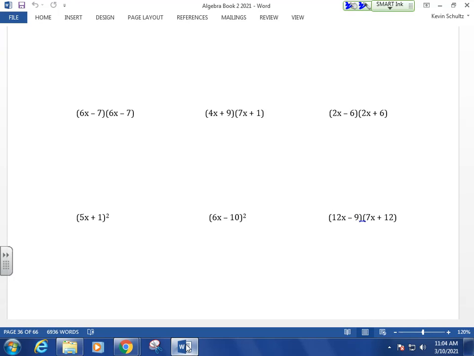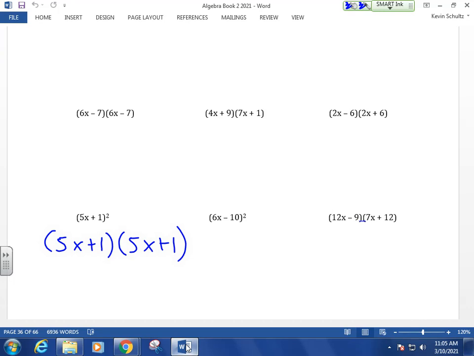So for starters here, we've got this 5x plus 1 squared. The location of that exponent is important. The fact that it's outside of the parentheses means that what's being squared is everything inside of the parentheses. So 5x plus 1 times itself. How you write that, 5x plus 1 times 5x plus 1. Oh, well, now it just becomes any other old man foil or crab claw situation, right?